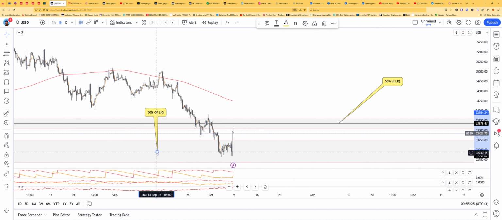So this is a 50%. This is 50% of the support liquidity area. This is 50% of the resistance liquidity area.